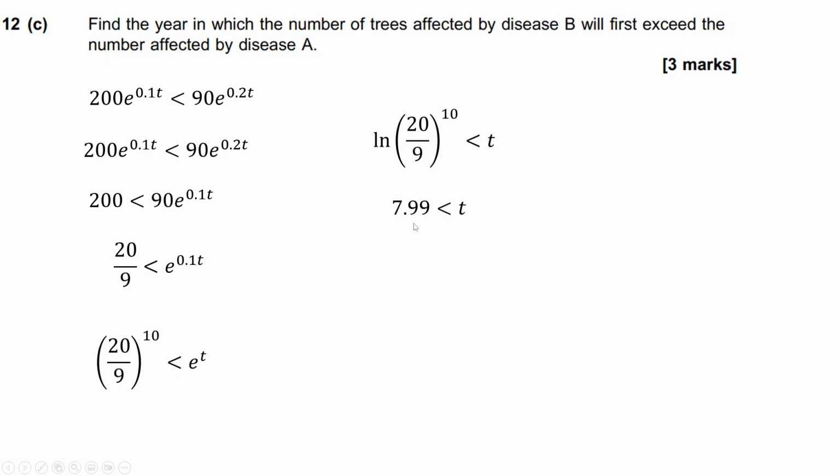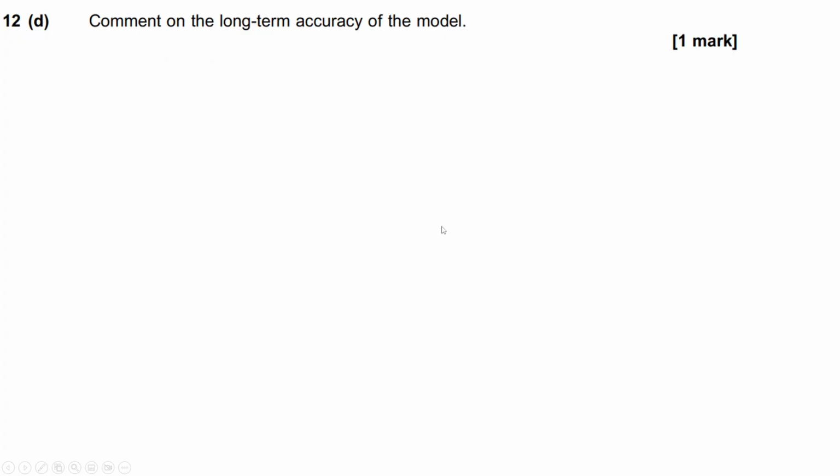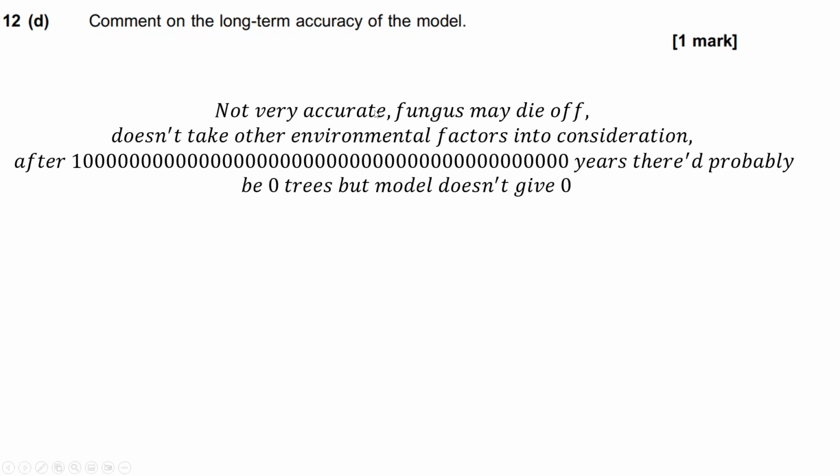Anyways, the time is going to be less than 7.99 years, so you just round down, so it's going to be 7. If you want the specific time, we've floored this. I did a video on floor functions in the step foundation support modules if you want to watch it. Anyway, so it's 7 years after 2017, so 2017 plus 7 is 2024. Comment on the long-term accuracy of the model. It's not very accurate. You can read through this. Fungus may die off, doesn't take environmental factors into consideration. After this many years, there'd probably be 0 trees, but the model doesn't give 0.